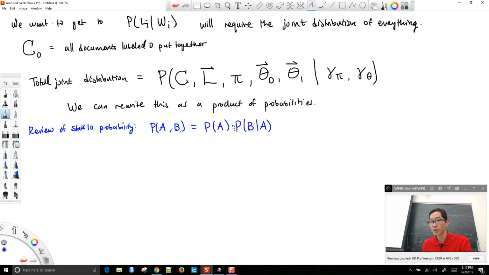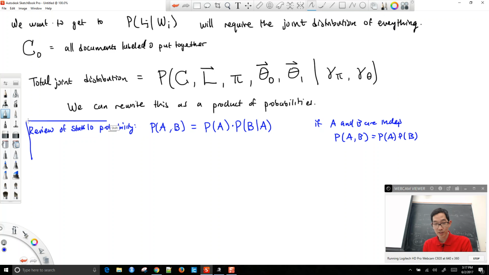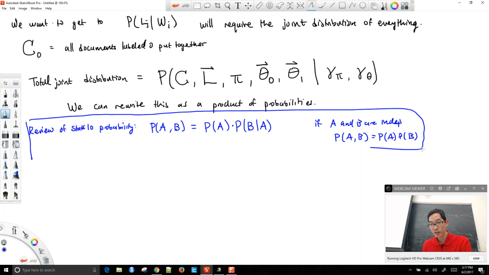So that's the general rule. And if A and B are independent, then the probability of A comma B is equal to the probability of A times the probability of B. These are the two rules that we're going to use to factor this whole thing apart. We ask what's independent of each other and what's dependent on each other, and so this entire thing is going to factor.